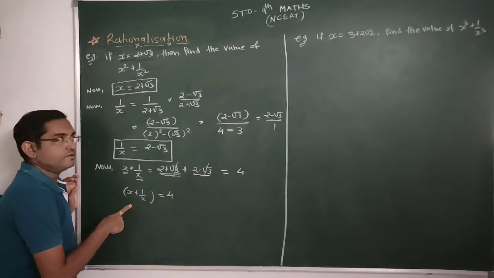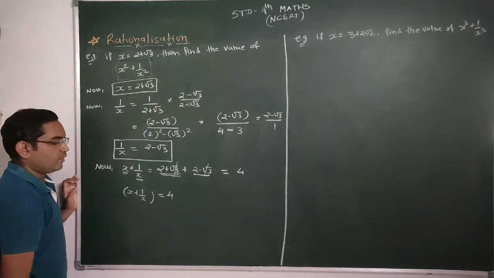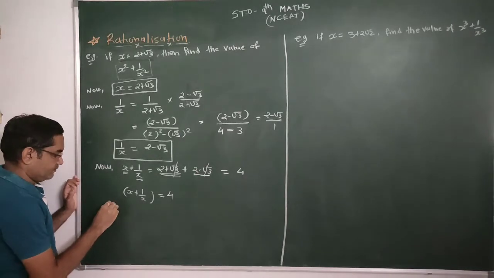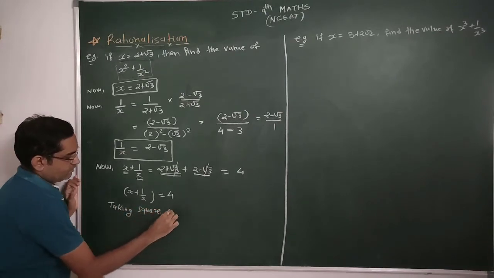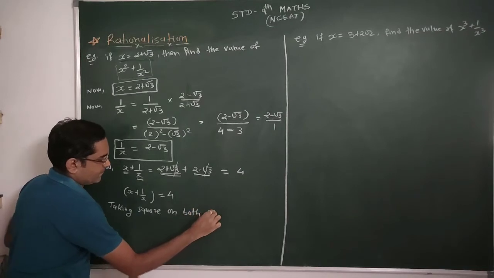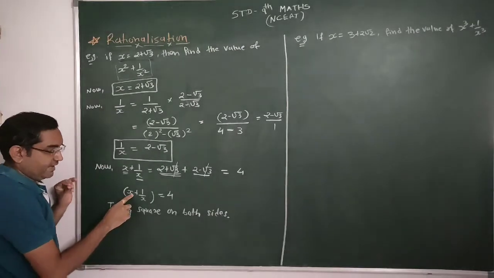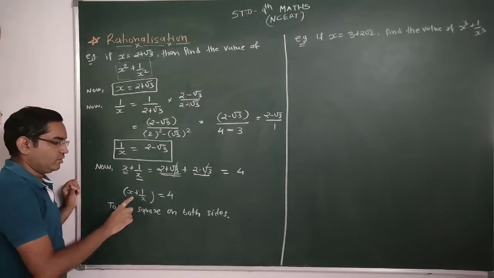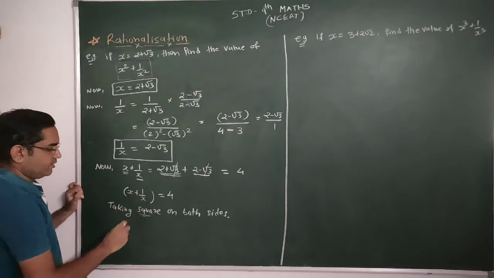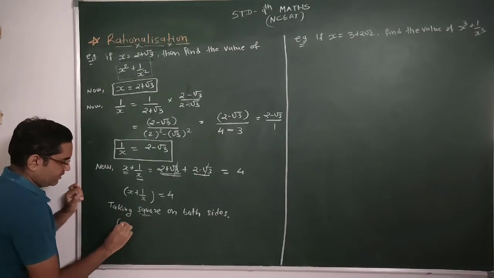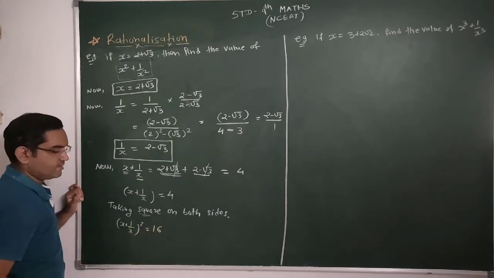Clear? What is the question? The question is to find the value of x square plus 1 by x square. So here x square is required, so taking square on both sides. Because we have to find x square plus 1 by x square, and here we have x plus 1 by x, a power of 2 is required. So we square on both sides. Done? What is the square of this? It's x plus 1 by x whole square equal to 16.